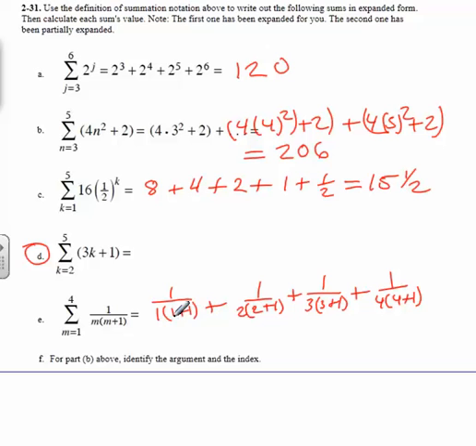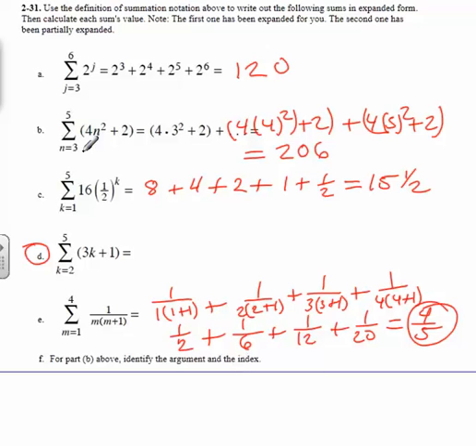So let's see. We've got 1 plus 1 is 2 times 1. So this is 1/2. And then this one here is 1/2 times 3, which is 6. 1/3 times 4, which is 12. 1/4 times 5, which is 20. So we've got the sum of these fractions, and you can use your calculator or use what you know about fractions, but in the end it is 4/5.